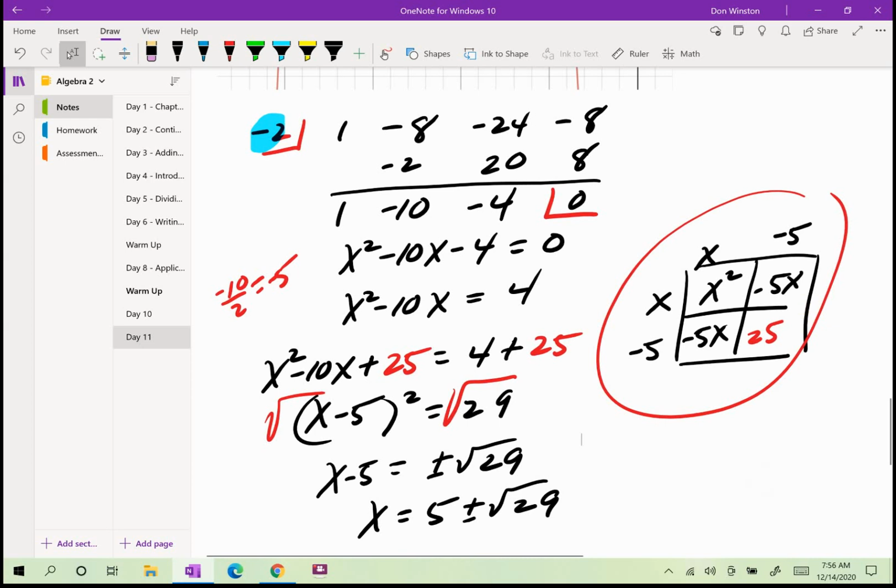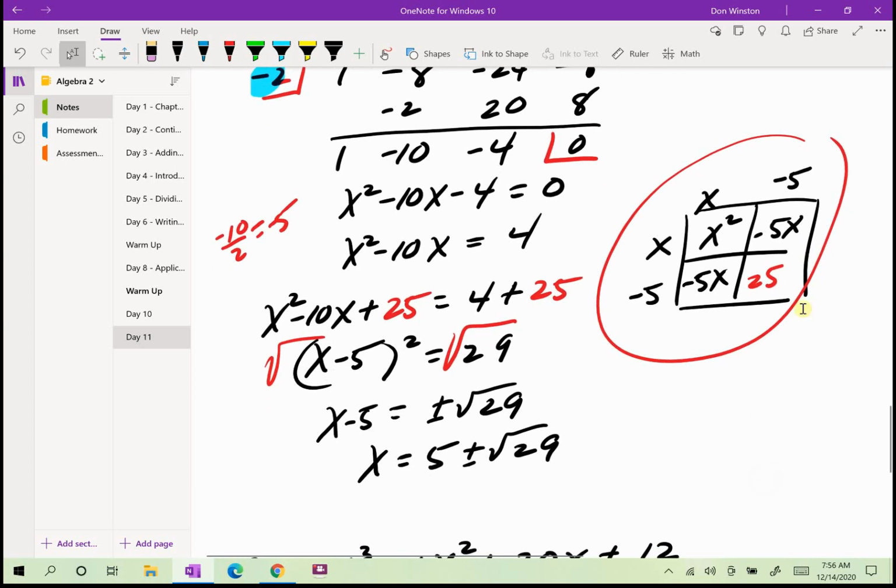Okay, so x squared minus 10x plus 25 becomes x minus 5 squared. That's the side of my square. So x squared minus 10x plus 25 is all of that, but then the side of that square is x minus 5 times x minus 5, or x minus 5 squared. Take the square root of both sides to get x minus 5 equals plus or minus root 29. And then add 5, x is equal to 5 plus or minus root 29.